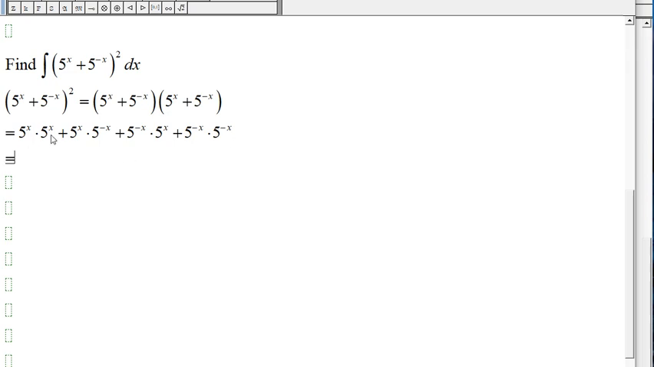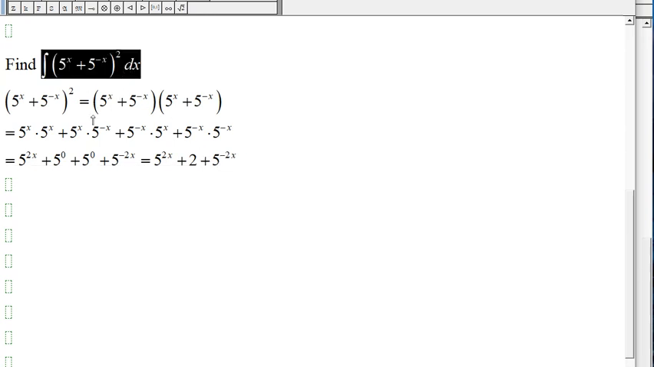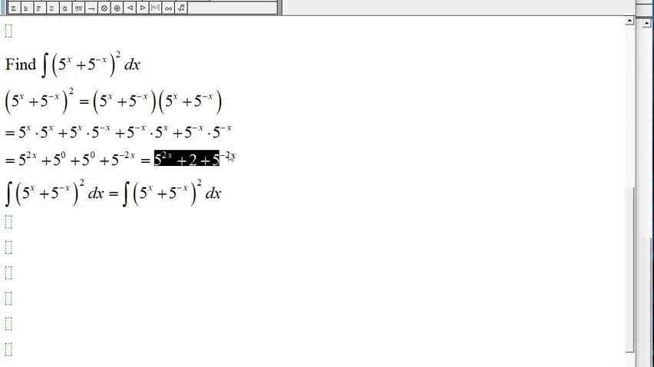And recall that when we multiply two expressions with the same base, then we just add the exponents. So this is 5 to the 2x. And this is 5 to the x plus negative x, which is 0. This is negative x plus x, so it's 5 to the 0. And then this will make it 5 to the negative 2x. And so 5 to the 0 is 1 and 1, and so we end up with 2 in the middle. And so now this integral becomes this. And then we just integrate each term separately.